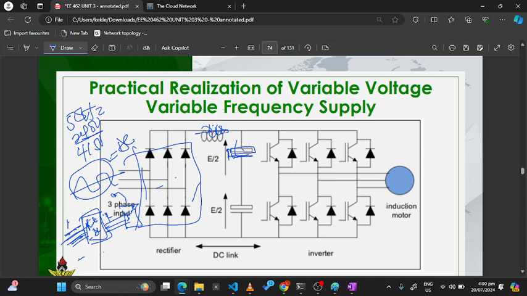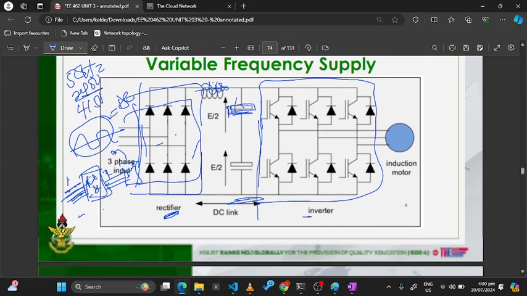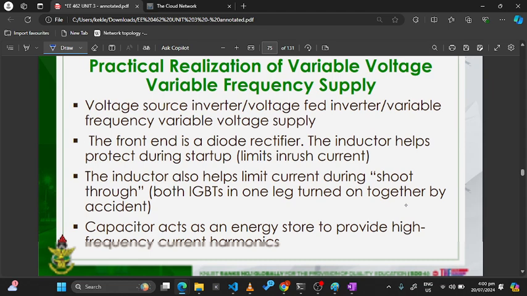Okay, so you rectify it. After rectifying it, you now invert it. So this is the inverter part, and this was the rectifier part of it. And this is your DC link. So: rectifier, inverter, and this, your DC link. So this is a voltage source inverter, or voltage fed inverter, or variable frequency variable voltage supply.